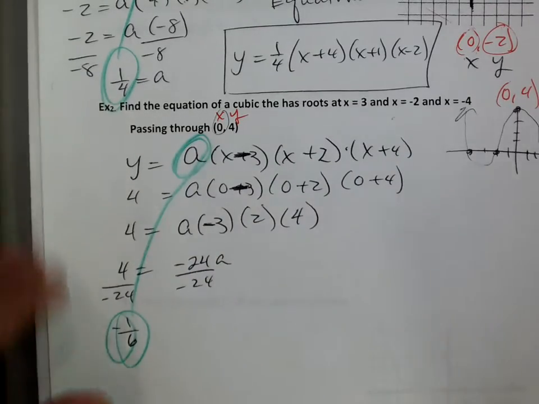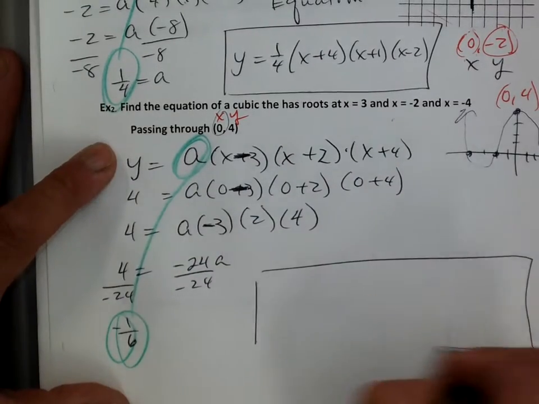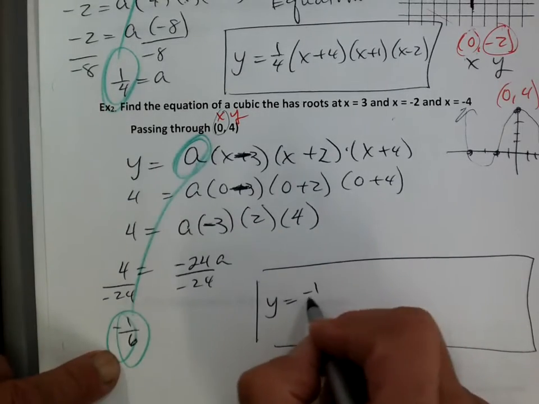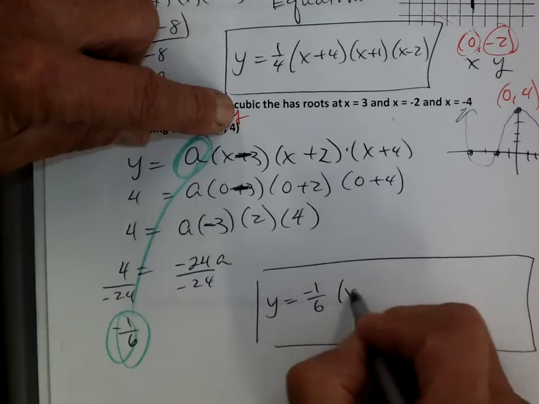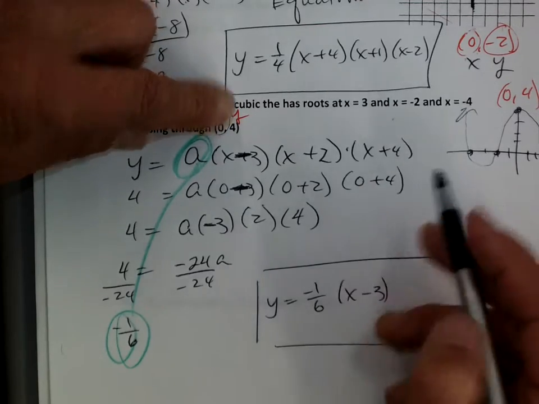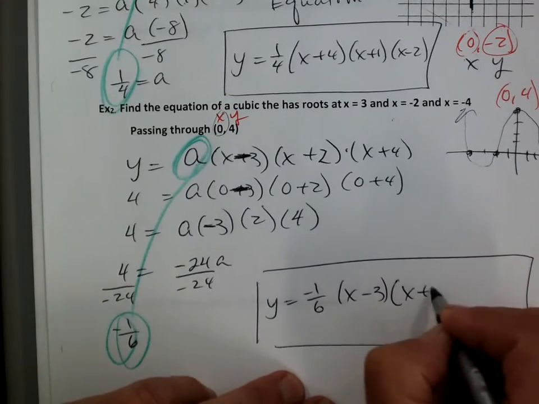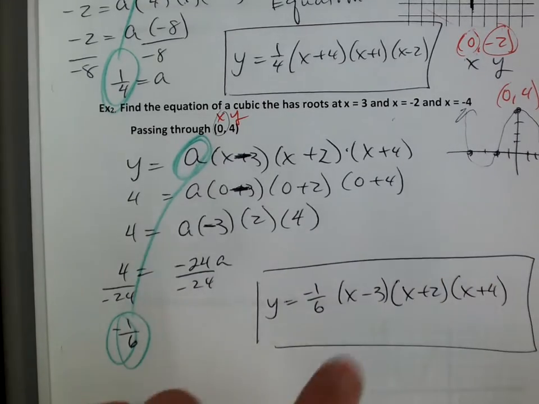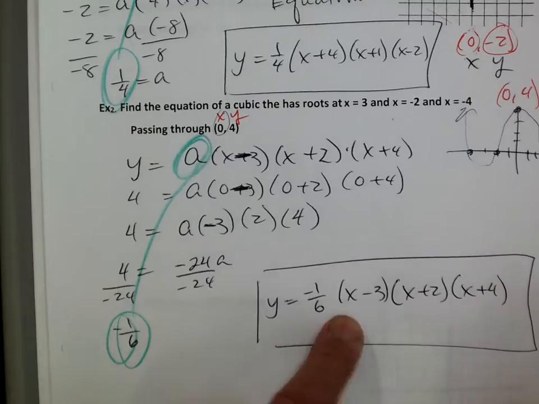So 4 is equal to, let's see, negative 24a. Divide by negative 24. I'm going to reduce this as a fraction, negative 1/6. So my answer is going to be to take the negative 1/6 after I reduced it, put it right there, and my answer as an equation is y equals negative 1/6 times x minus 3, don't make a mistake, x plus 2, and x plus 4. And that will be the polynomial that has this kind of shape right there.